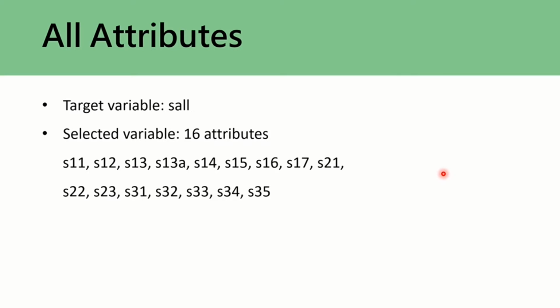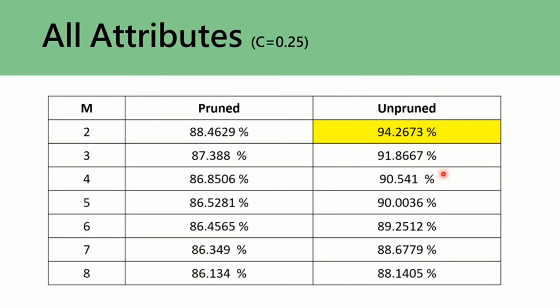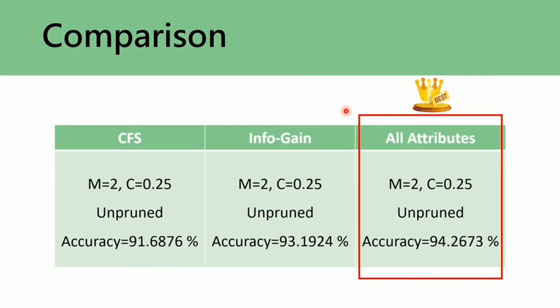The third method is all attributes. In all attributes, C is equal to 0.25, and I also get the highest accuracy when M equals a certain value in unprompt way. Finally, I compare 3 methods. I can get the highest accuracy by using all attributes, so the following analysis is based on all attributes.